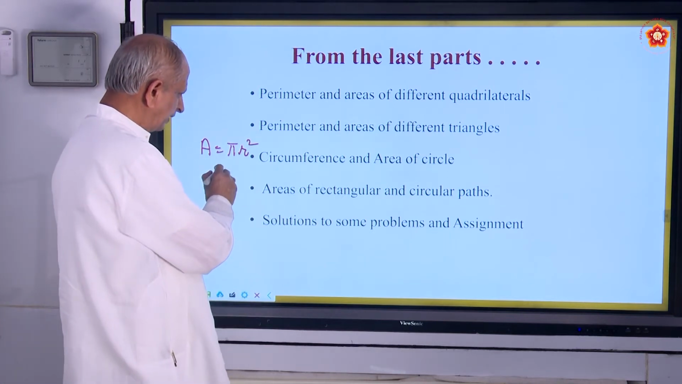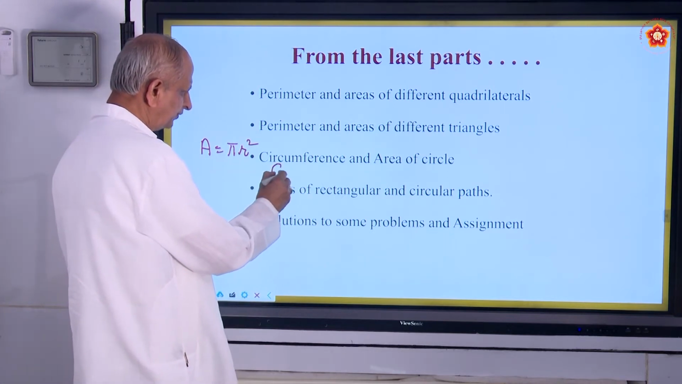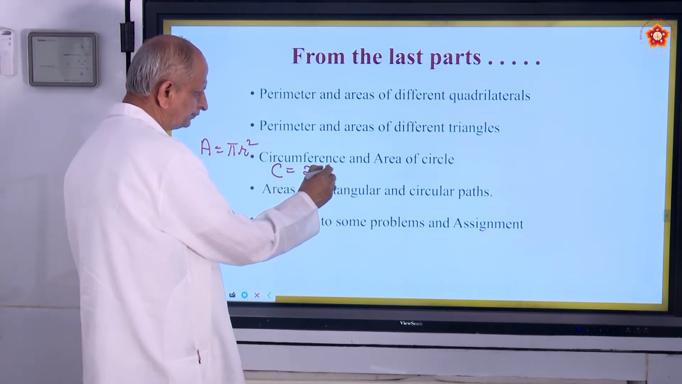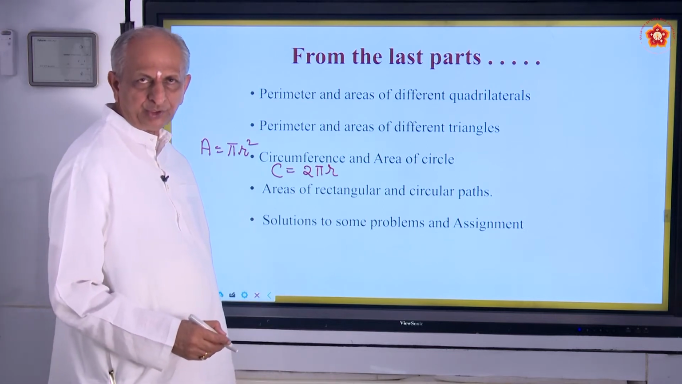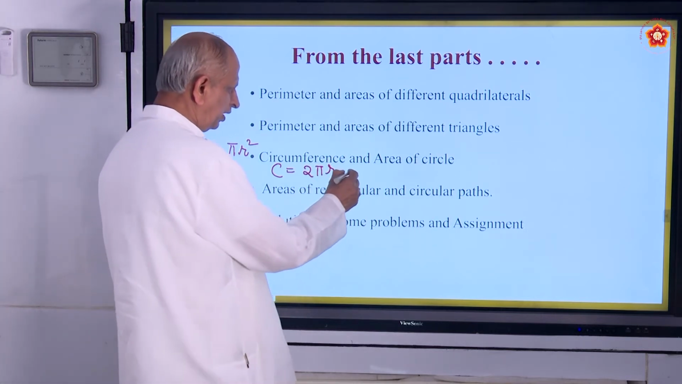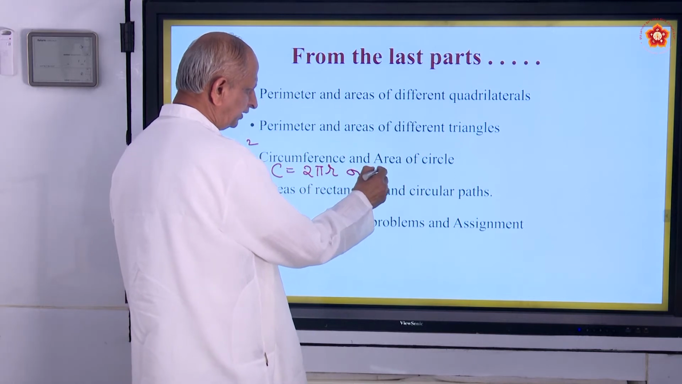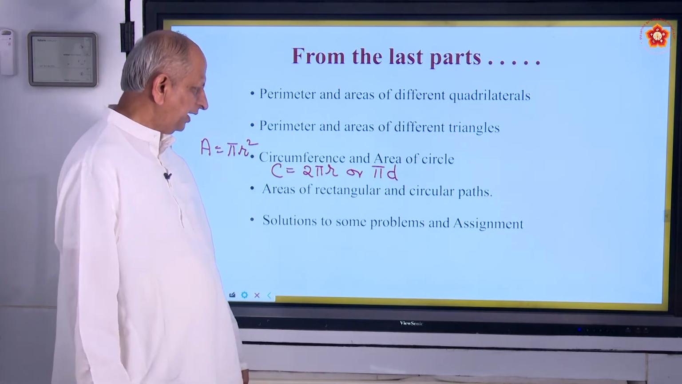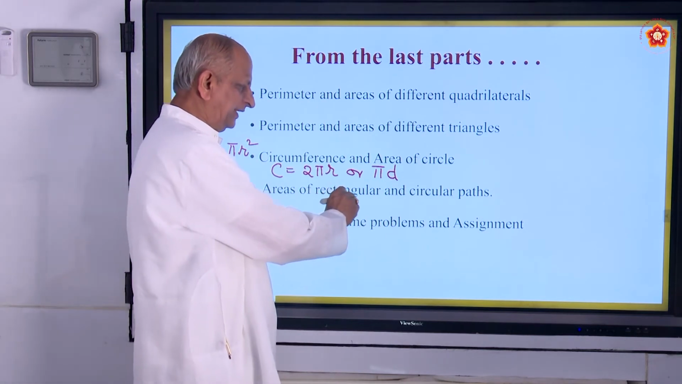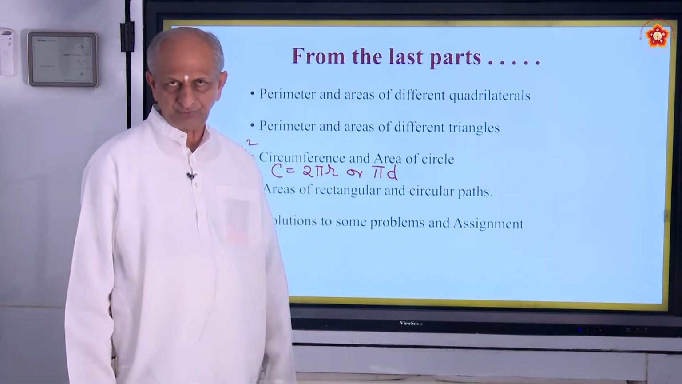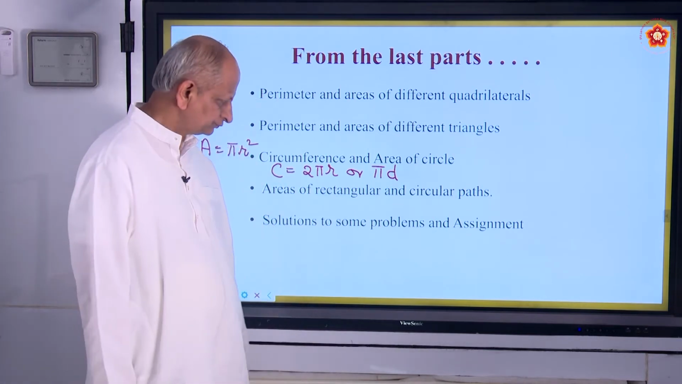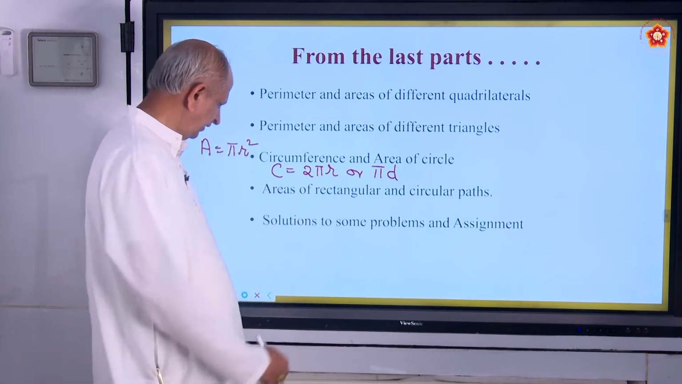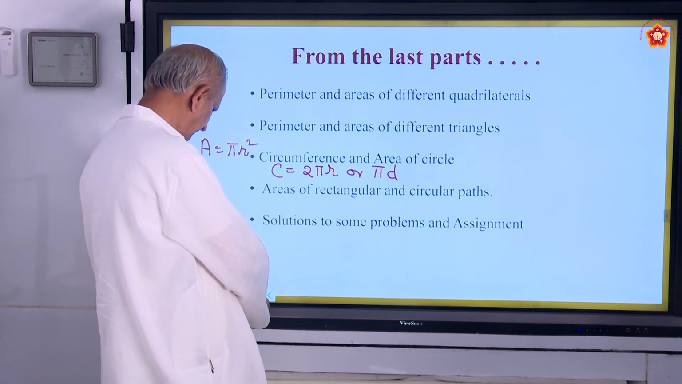and also you have seen the formula for circumference. C is equal to 2 pi r, where r is the radius, pi is 22 by 7, or you can write it also as pi into d, where d is the diameter. Areas of rectangular and circular paths also you have gone through, and some problems also we have solved. Now let us see some of the assignments.